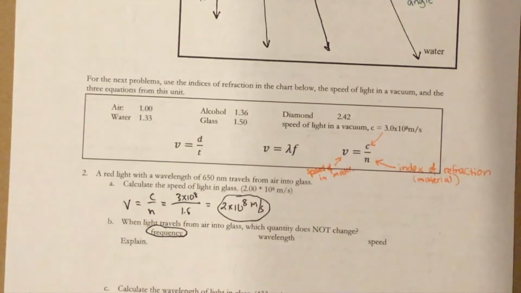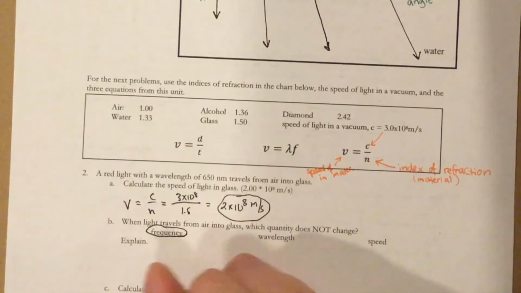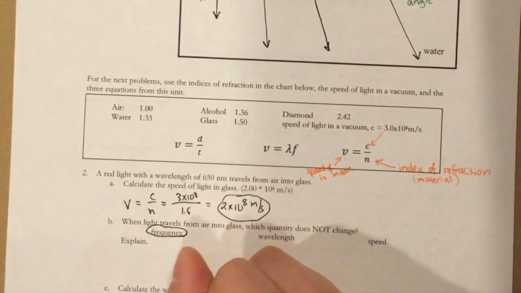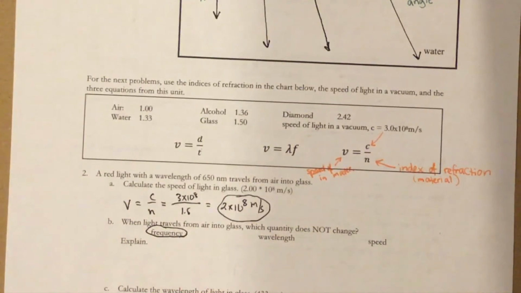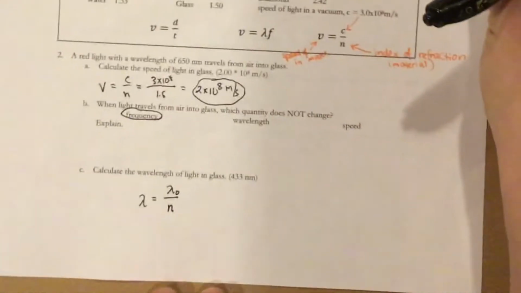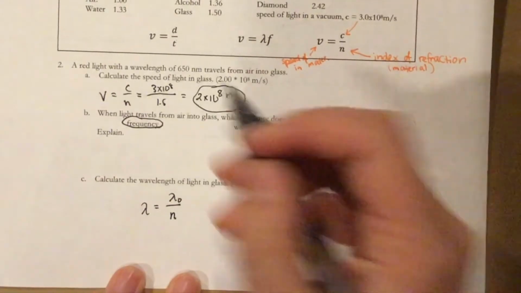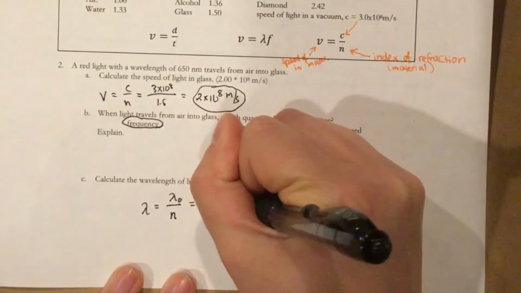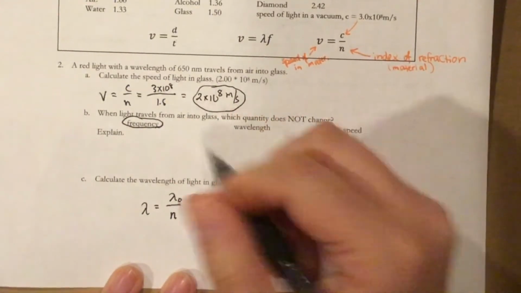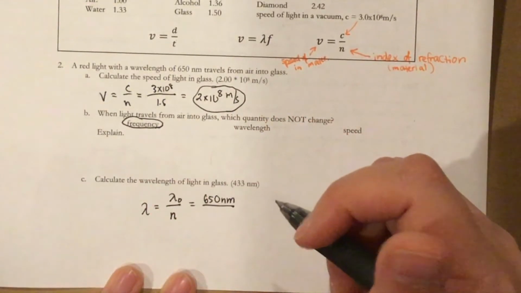So calculate the wavelength then. I have the new speed, I have the old wavelength, and Mr. Lubin introduced this equation. The new wavelength is the old wavelength divided by the index. So I'm going to put O for original. If the original wavelength was 650 nanometers, you could do that divided by 1.5.